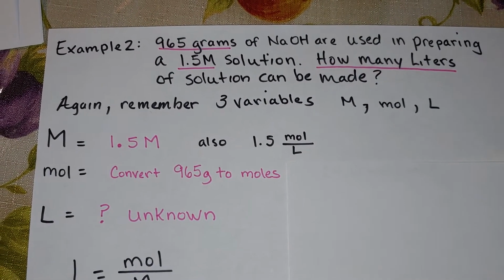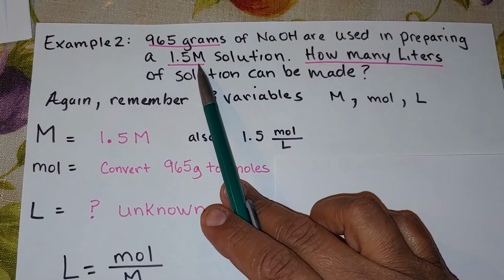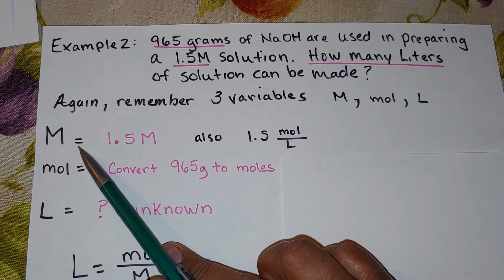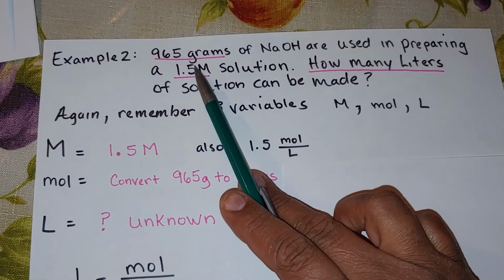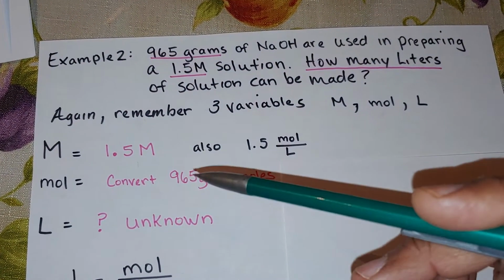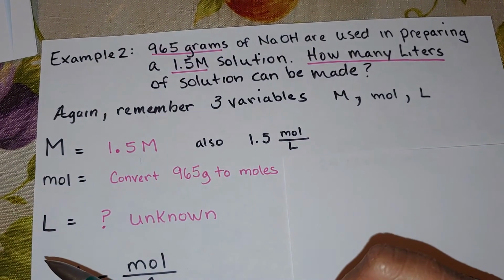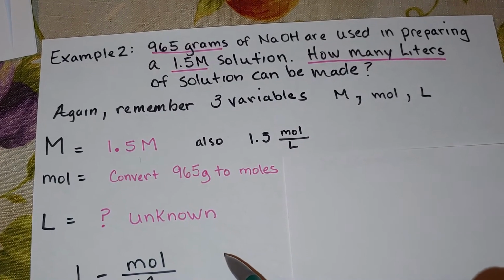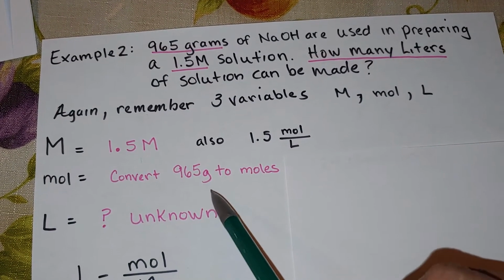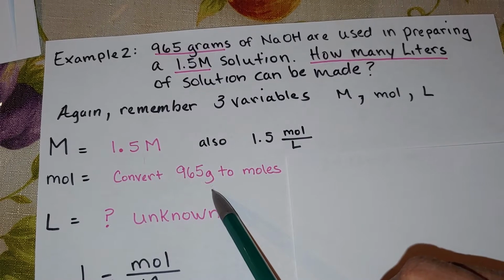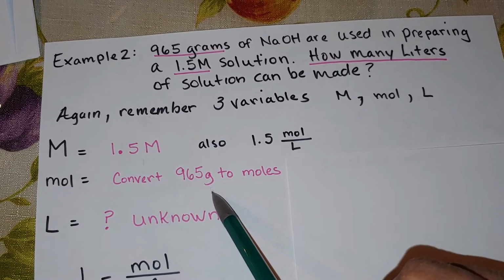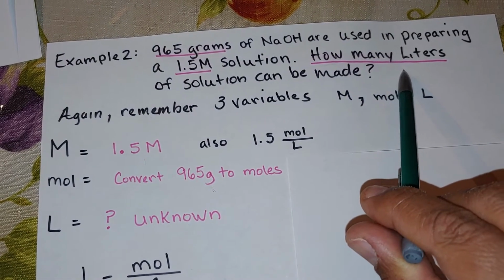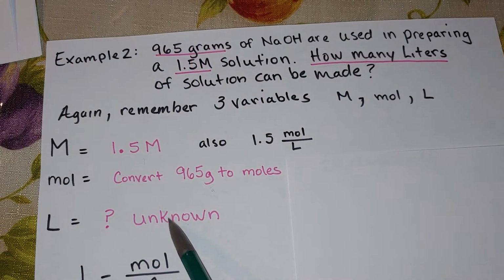Okay, from the information given, we have a 1.5 molar solution, so we're going to put that for M. And they give us 965 grams. Again, from the previous example, we know we can use moles and grams together, where we convert one to the other and vice versa. So we're going to convert those grams to moles. And then, of course, we have our unknown. In this case, they're even asking us in the question, how many liters? So we don't know what that is.